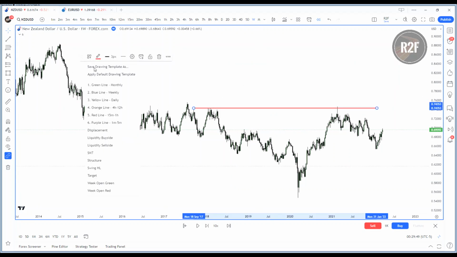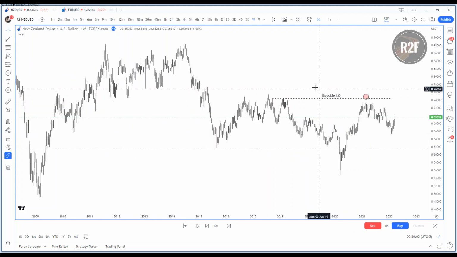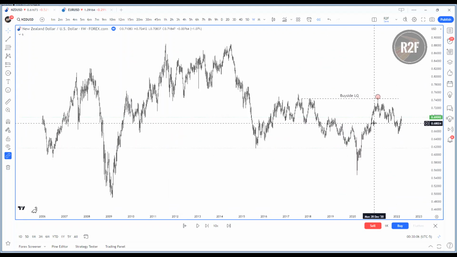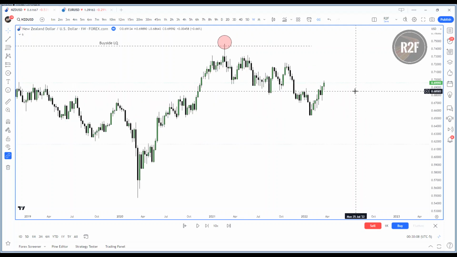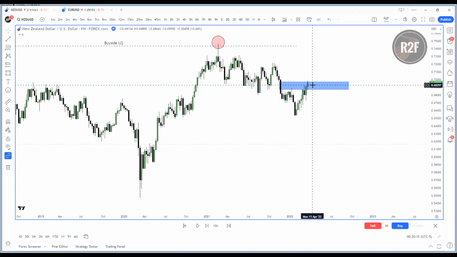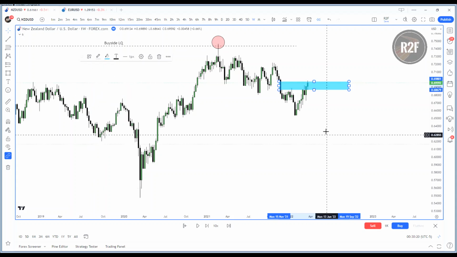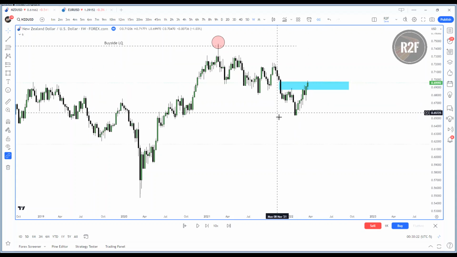So let me annotate a couple of things. So liquidity taken here. Question is, is it swept liquidity or purge liquidity? Let's see then. We got a fair value gap here, weekly fair value gap. Let's see if it gets respected or becomes an inversion gap.